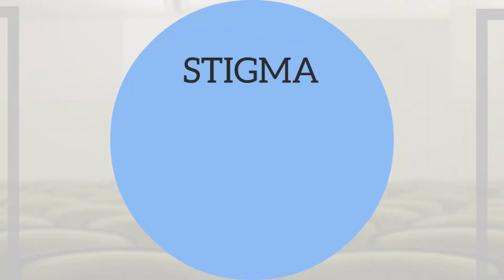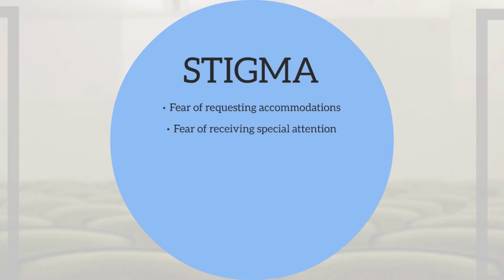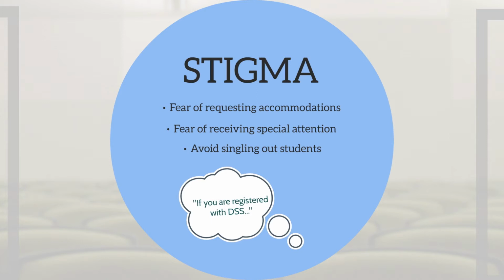Each semester, our office interacts with students who have a history of disability yet have chosen not to request accommodations due to the fear that they will be treated differently or perceived as getting special treatment. One way faculty and staff can help with this is to refrain from calling attention or singling out students who are registered with DSS. For example, avoid saying things like, "If you are registered with DSS, raise your hand."